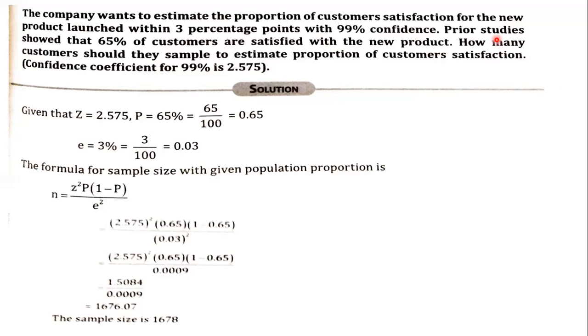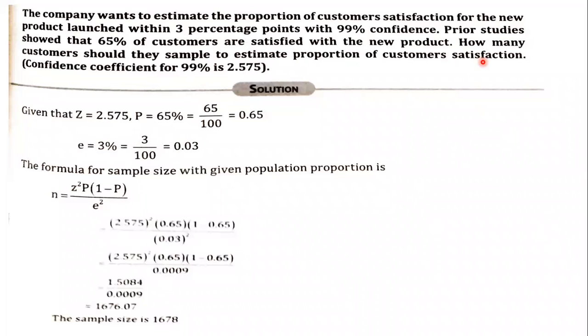Prior studies, which means previously some studies had been done, showed that 65% of customers are satisfied with the new product. So they're launching a new product with some 3 percentage points criteria, and previously when they had done some trials, they understood that 65% of the customers liked the product. They were happy with the product. How many customers should they sample to estimate proportion of customer satisfaction?